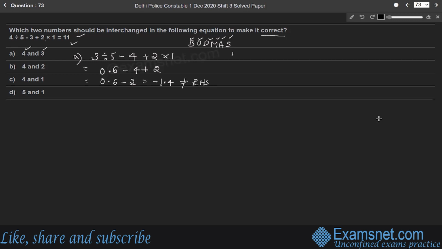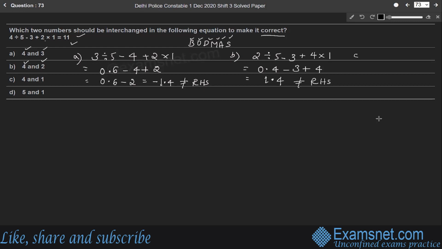Option B: if we interchange 4 and 2, the given equation becomes 2 divided by 5 minus 3 plus 4 into 1. Again, according to BODMAS, 2 divided by 5 becomes 0.4, minus 3 plus 4, which is 4.4 minus 3, which is 1.4, which is not equal to the RHS.